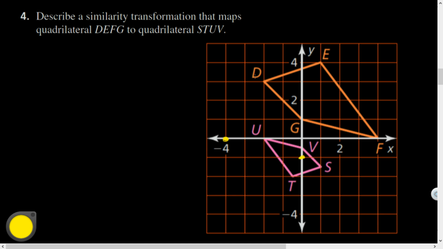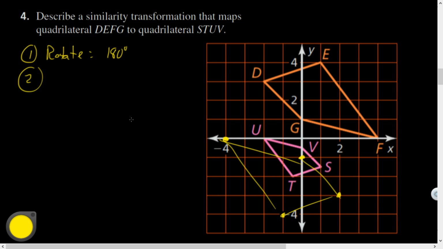Let's see. D over here is left 2 up 3, so right 2 down 3. That would have been the D. And then E was over 1 up 4, so let's go backwards 1 down 4. Never mind. No, I think you're onto something. All right. So step 1, you said rotate 180 degrees. Okay, then what do you do?